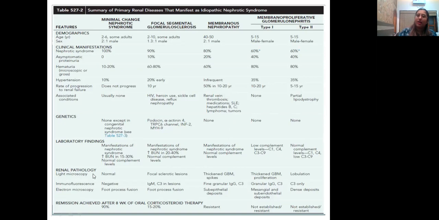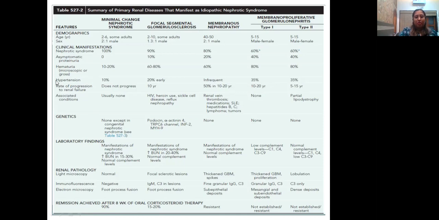And renal pathology. Of course, in MCNS, we know that there is going to be normal light microscopy, negative immunofluorescence, that is negative for any complement or other deposits, whereas electron microscopy will show effacement or fusion of the foot processes of podocytes. However, in non-MCN type of nephrotic syndrome, light microscopy and immunofluorescence are going to show very specific findings, like focal sclerotic lesions in FSGS, thickened GBM spikes in MPGN, membranous nephropathy.